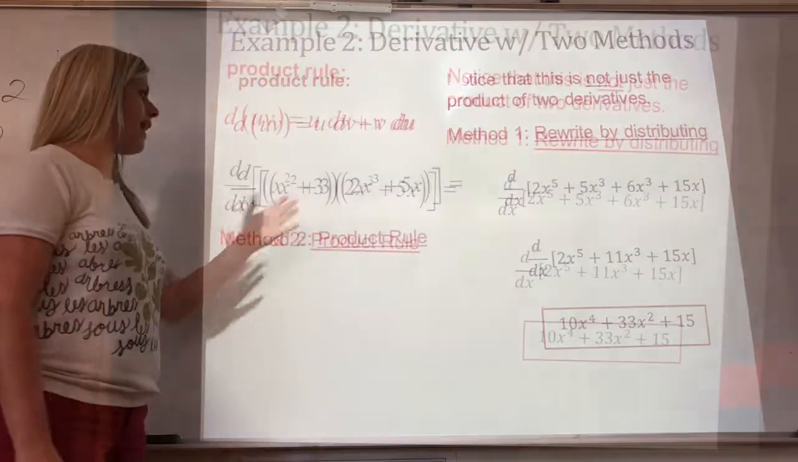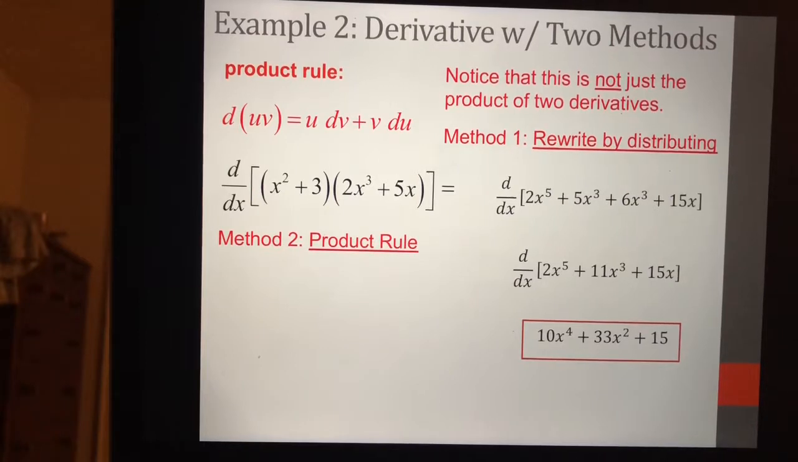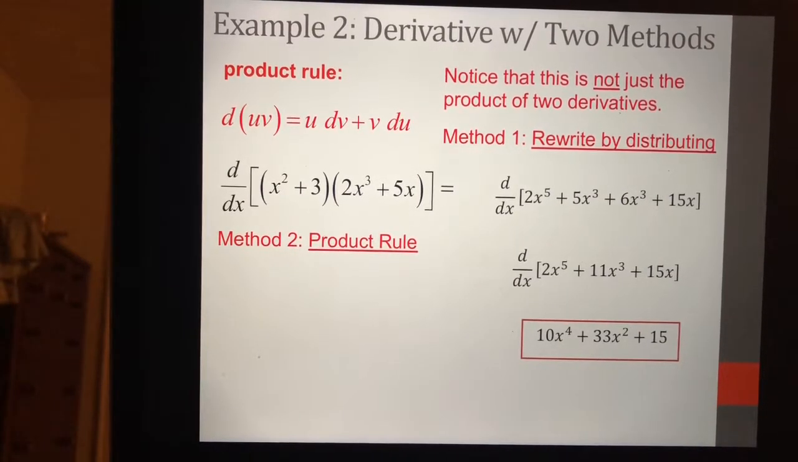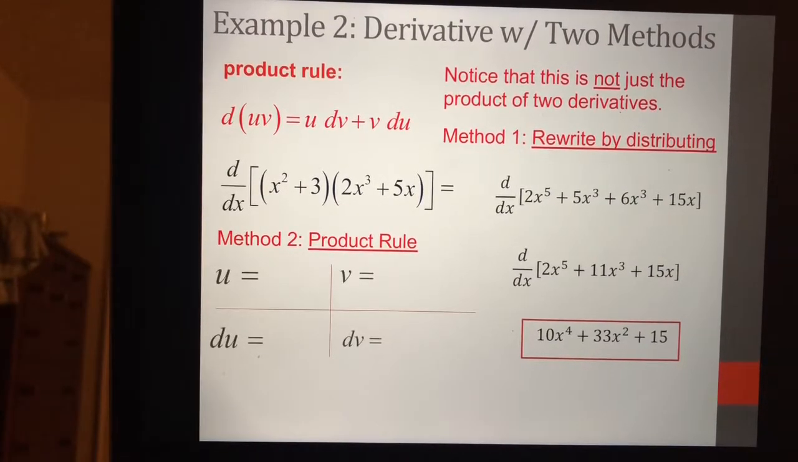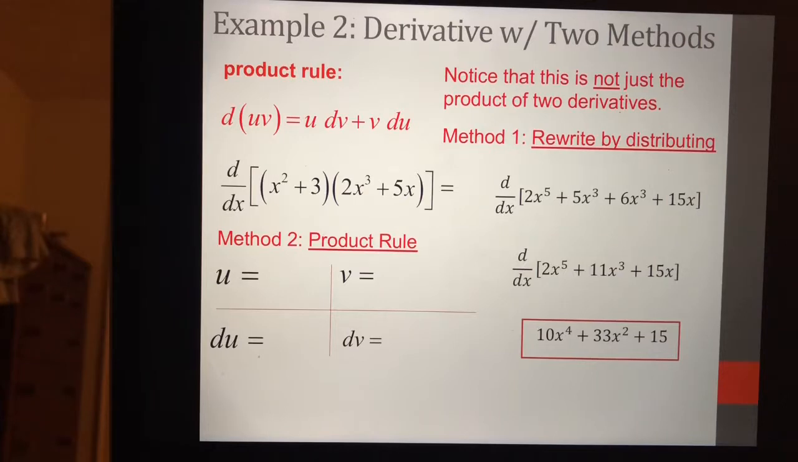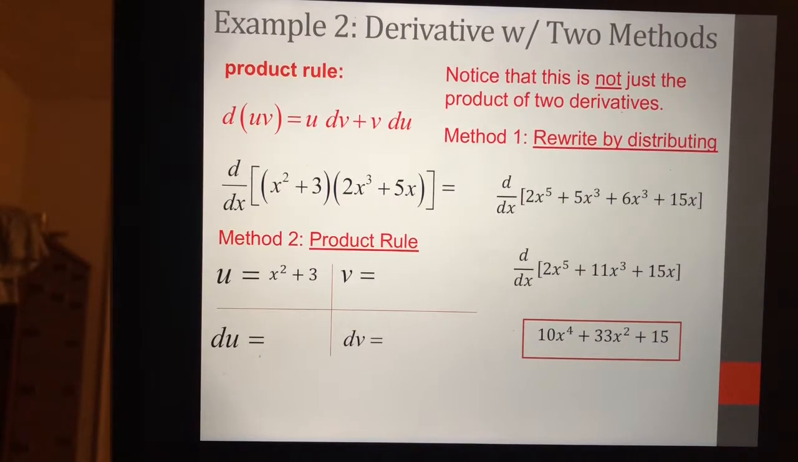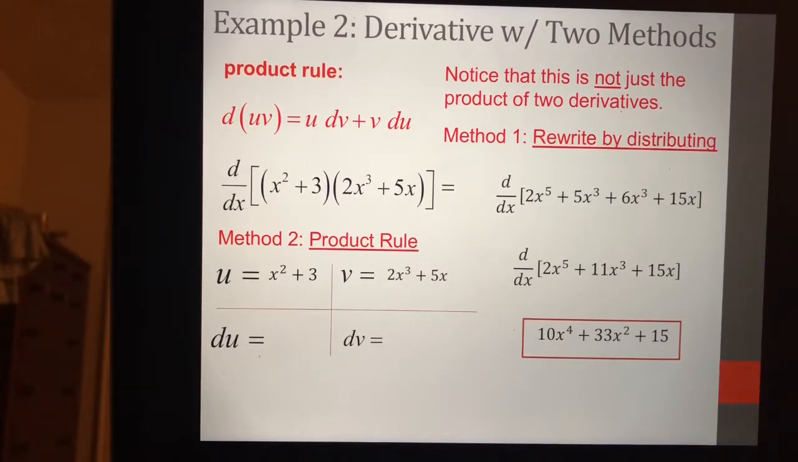Okay, method 2 would be to actually use the product rule. We're going to use this view. So we're going to actually use the product rule this time. So make your chart for u, du, v, dv. Go ahead and write in what u and v are and what du and dv are. All right, so u is x squared plus 3. u is always the first factor, and v is the second factor.